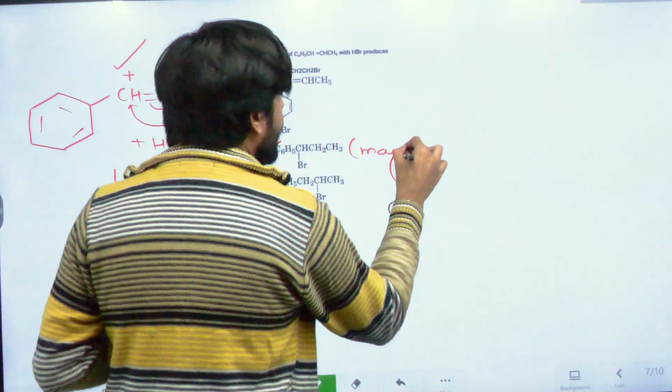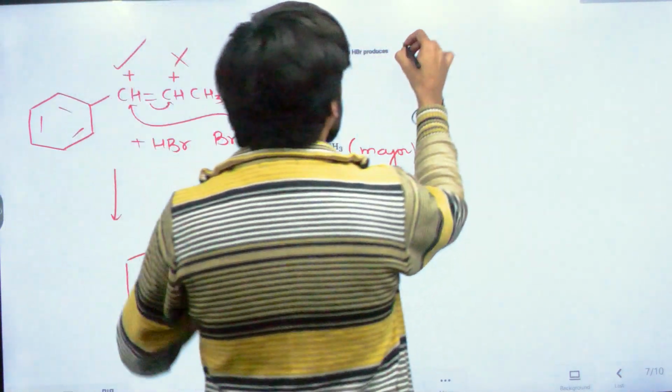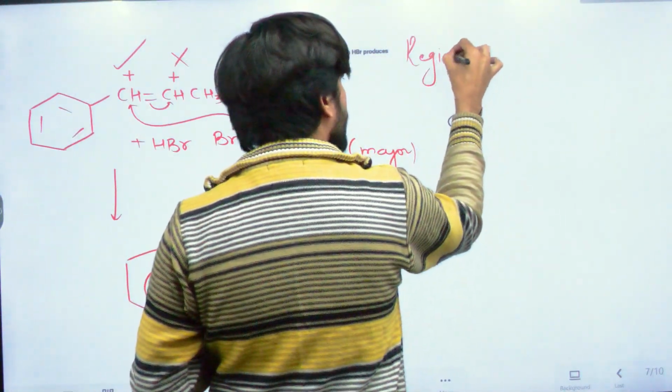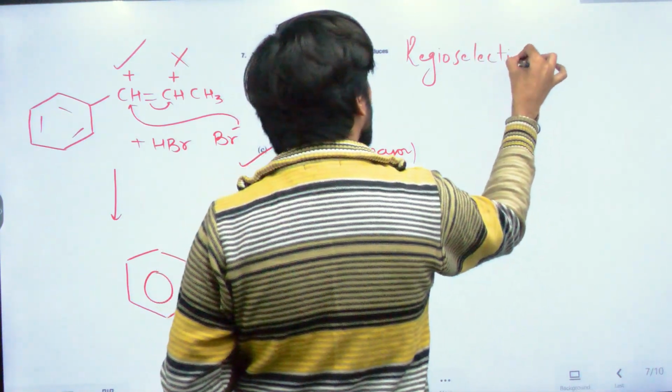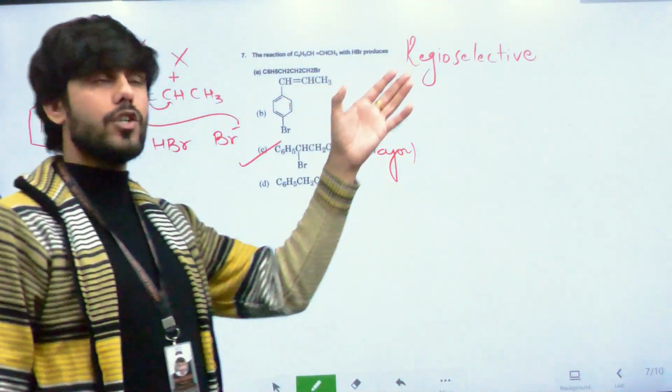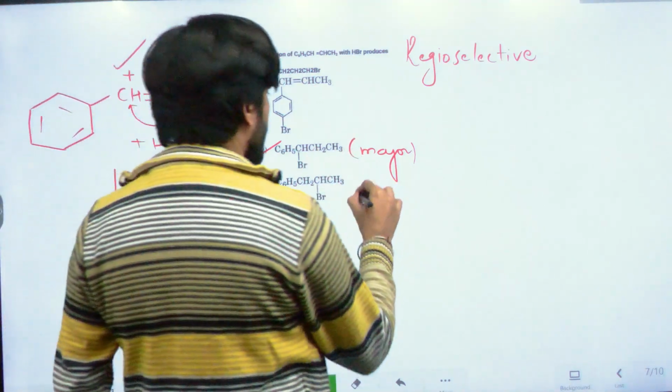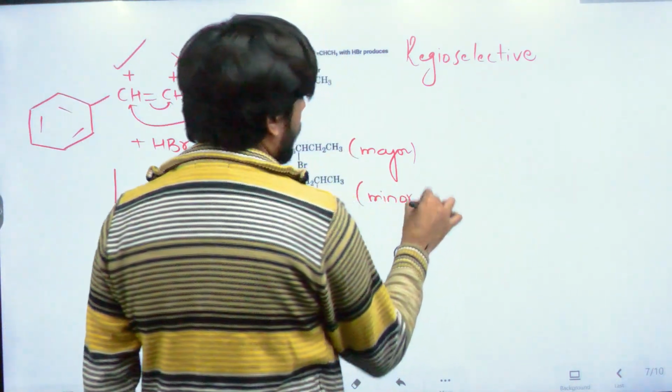You know that addition of this HBr is a regioselective reaction. Regioselective is when you have two possibilities for the products. One is major, one is minor. So this is your major and this would have been minor.